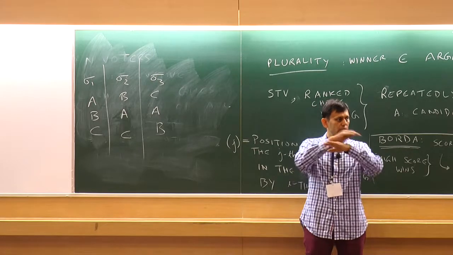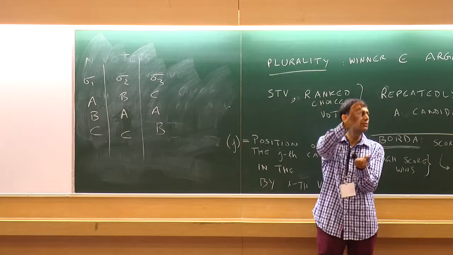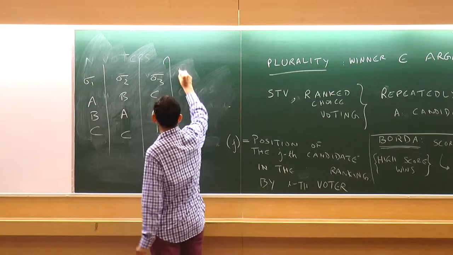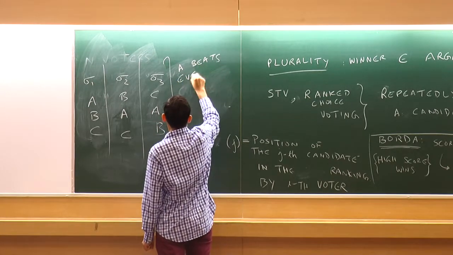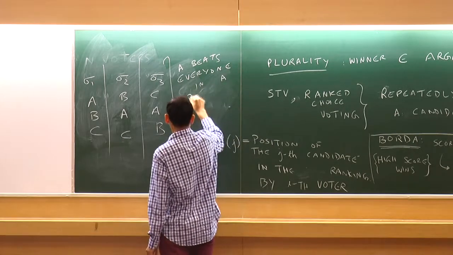Does it make sense? Is it clear what I mean by projection of a ranking down to a pair? You just ignore everybody else, just look at the pair. Okay? So in this particular case, A beats everyone else in a pairwise election.